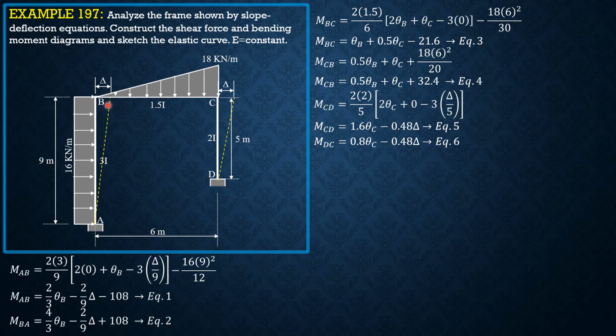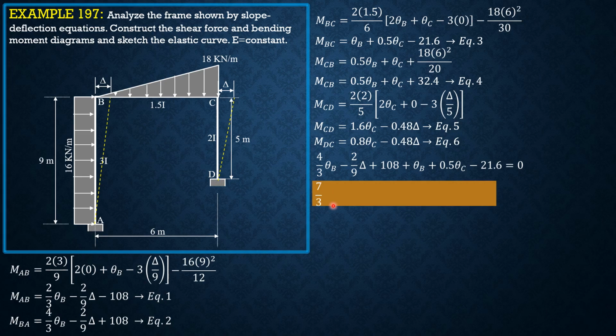Then we apply equilibrium at B, MBA plus MBC equals 0. So MBA, 4/3 theta B minus 2 over 9 delta plus 108, plus theta B plus 0.5 theta C minus 21.6 equals 0. Combining like terms to establish the first equation, 7/3 theta B plus 0.5 theta C minus 2 over 9 delta equals negative 86.4. Call that equation A.